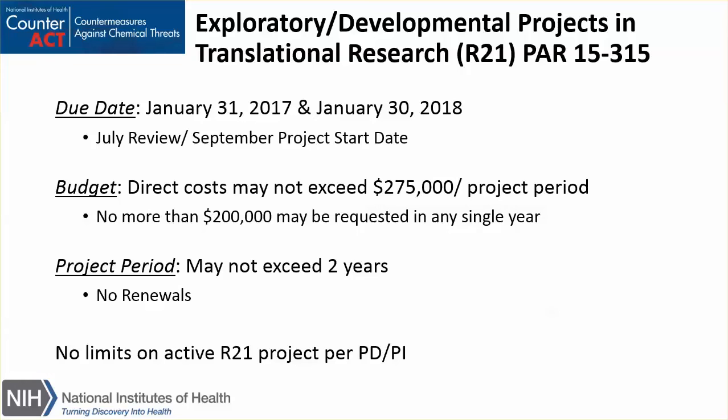The combined budget for direct costs for the 2-year project period may not exceed $275,000. No more than $200,000 may be requested in any single year. There is no limit regarding how many active R21 projects a PD or PI may have at any time, but all projects should be distinct from those that could be supported through other more traditional mechanisms, such as an R01.